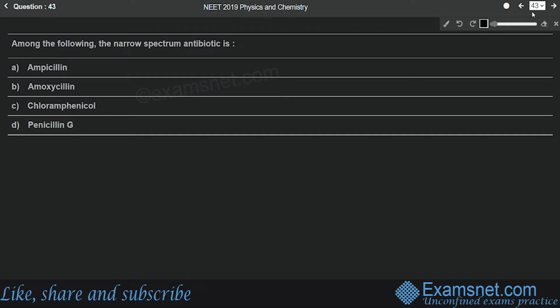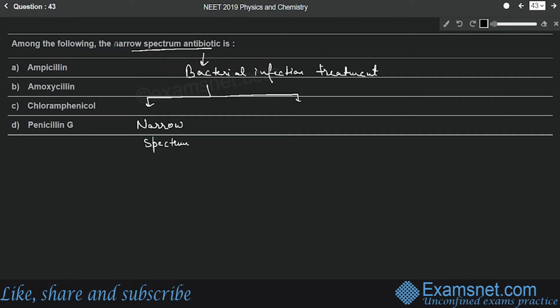Question number 43 is from the chapter Chemistry in Everyday Life, and the question is, among the following the narrow spectrum antibiotic is. So what is antibiotic? It is the medicine that is used to treat bacterial infections, right? So this is used for bacterial infections. Now these are broadly classified into two groups. First one is narrow spectrum and the other one is broad spectrum antibiotic.